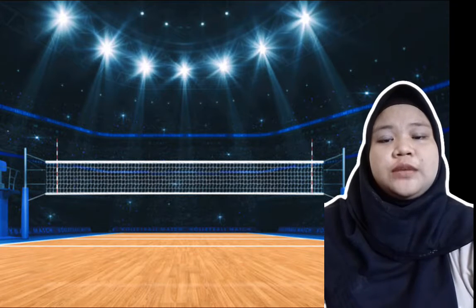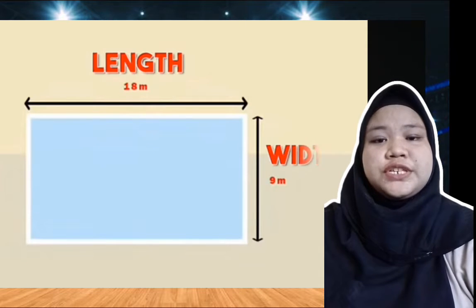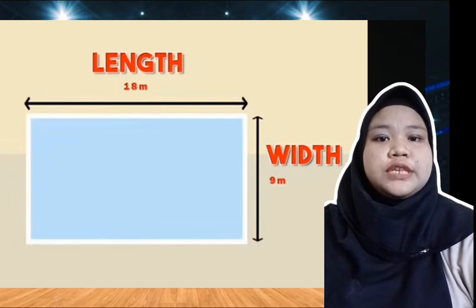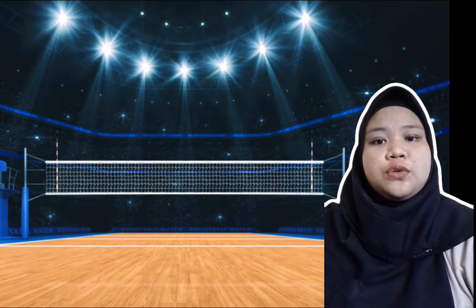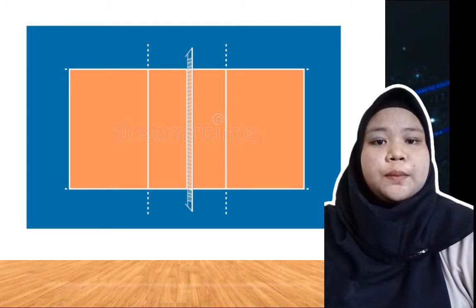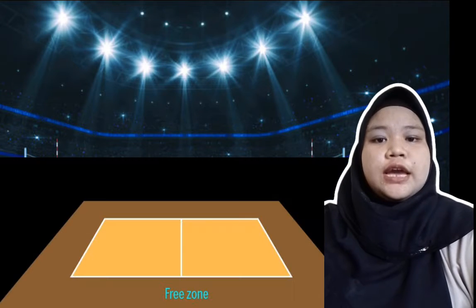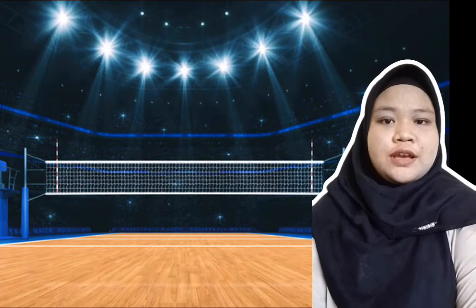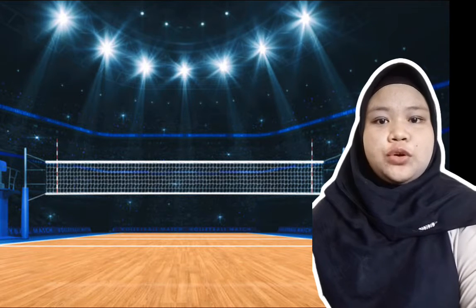A standard volleyball court is a rectangular area measuring 18 meters in length and 9 meters in width. It is divided into several key parts, each serving specific roles in the game. These parts include the court proper, zones, net and related areas, and the free zone. So first, let us discuss the different lines in a volleyball court.